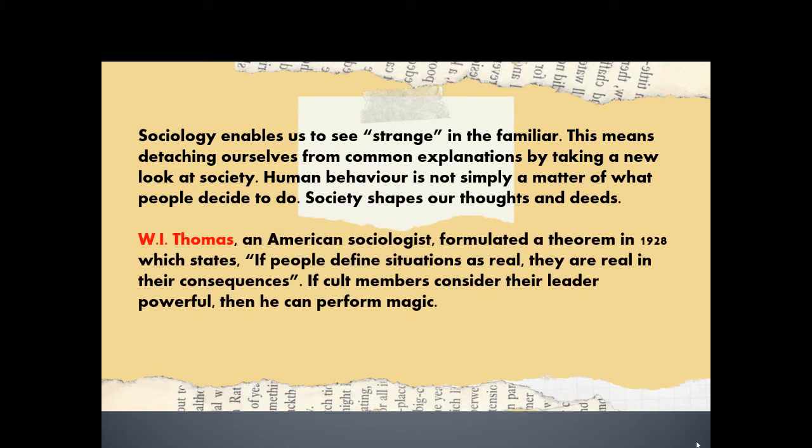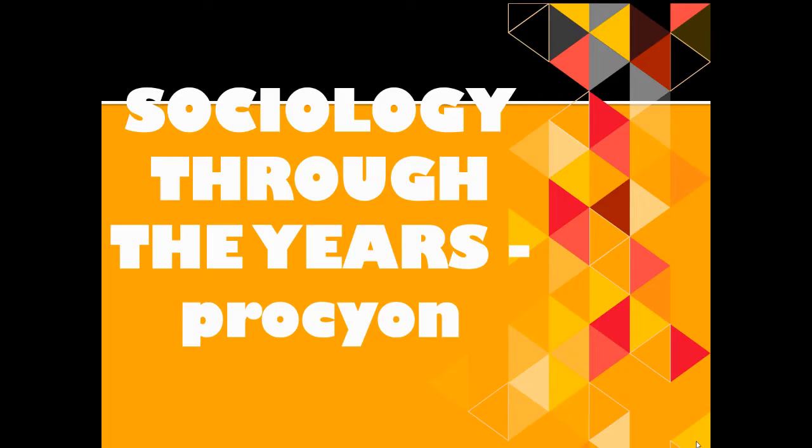W.I. Thomas, an American sociologist, formulated a theorem in 1928, which states if people define situations as real, they are real in their consequences. If cult members consider their leader powerful, then he can hear and perform magic. So believing in something that is seen in common, it is a matter of shaping the minds, the thoughts of the people.